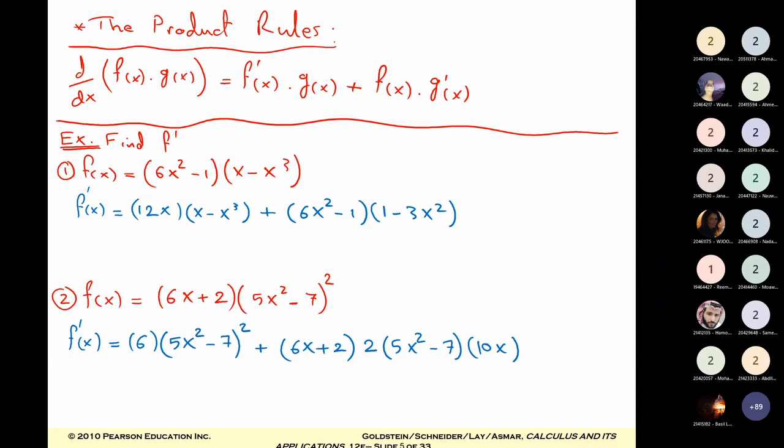Also maybe we have a radical multiplied by brackets. For example, another example, number 3, if we have f of x equal radical 3x minus 5 multiplied by 8x squared plus 3x, like this. This is multiplied together.